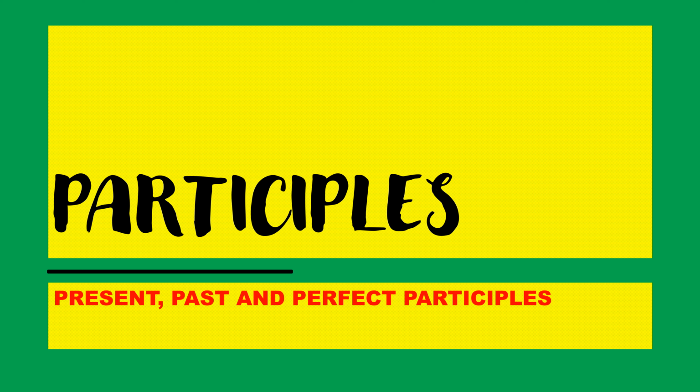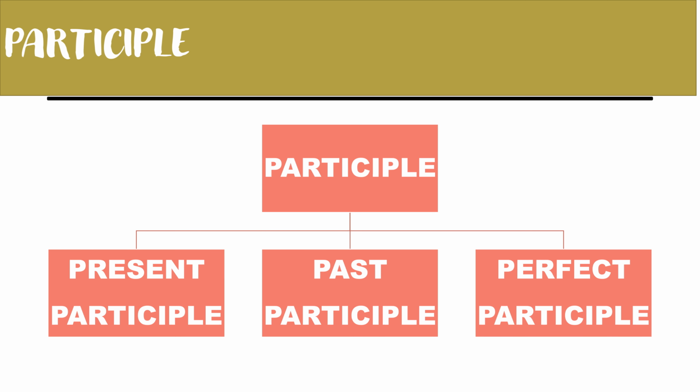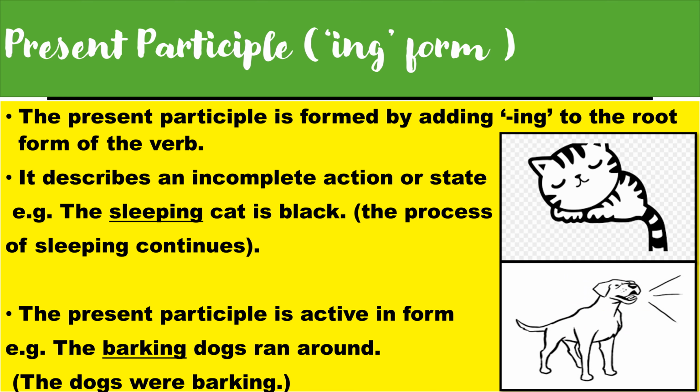After gerunds, now we will learn about participles. Participles are of three kinds: present participle, past participle, and perfect participle. Participle means ing form of verb. The present participle is formed by adding ing to the root form of the verb. It describes an incomplete action or state. For example, the sleeping cat is black. The process of sleeping continues.